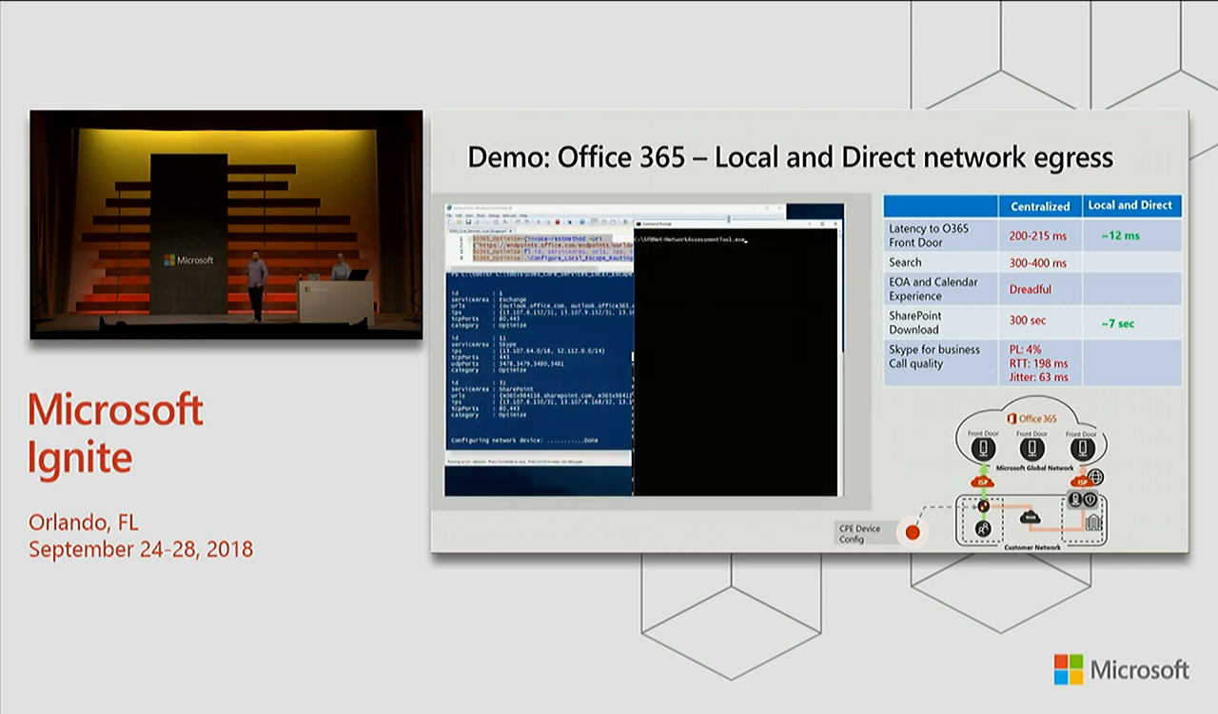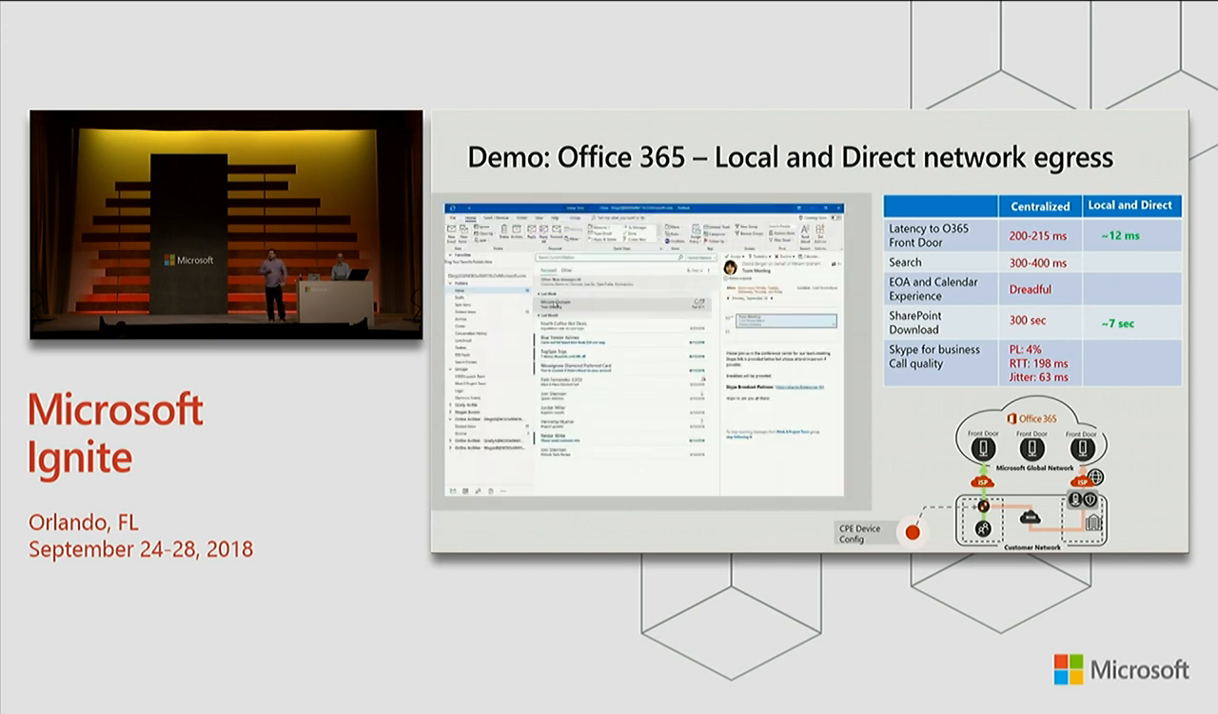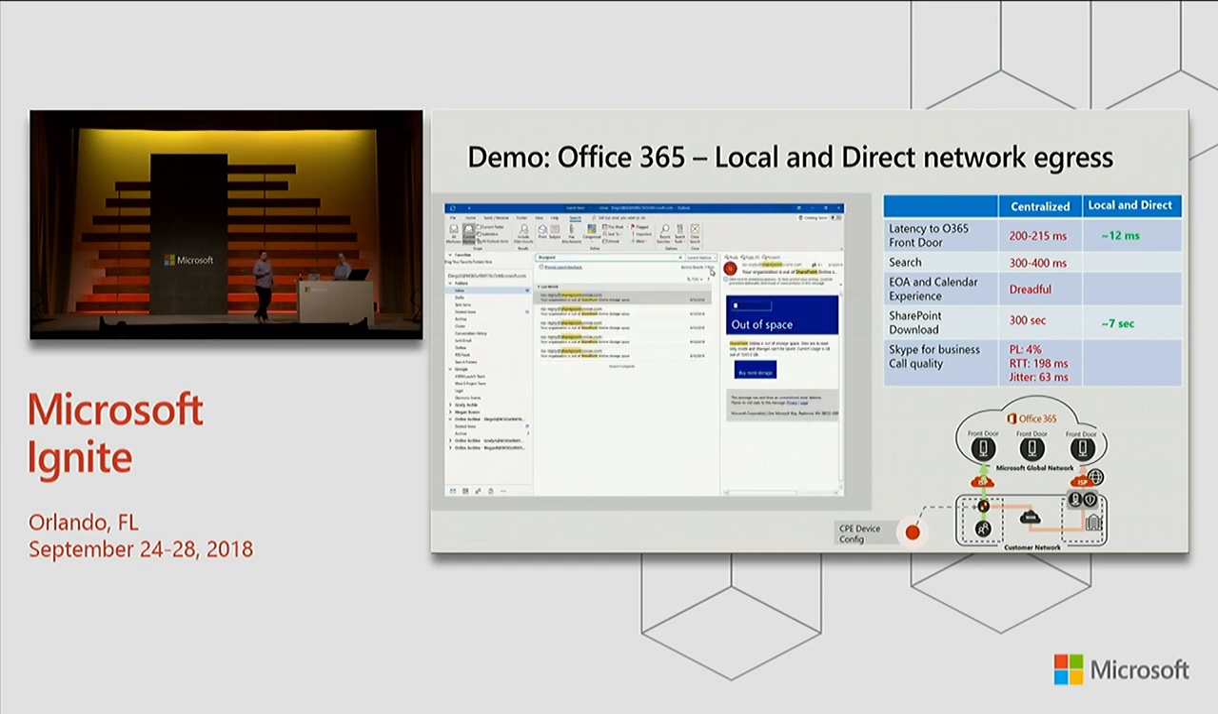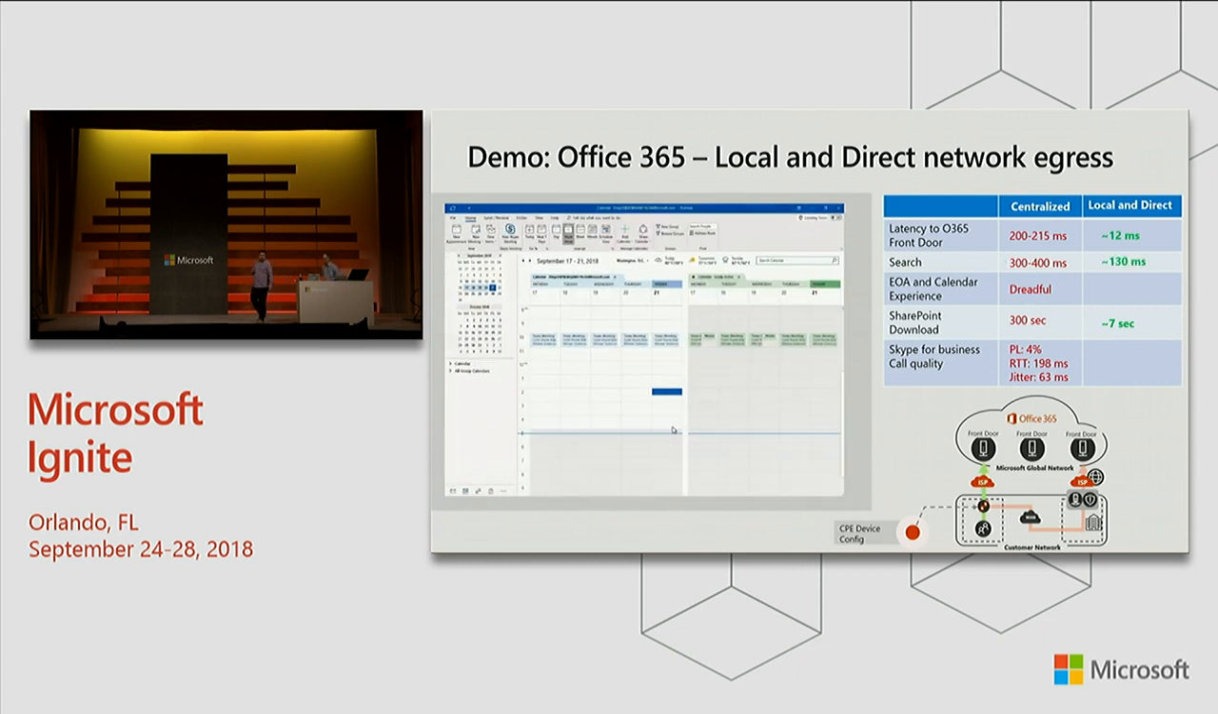Okay, now we're going to rerun that network assessment tool. And while that's running, we'll go back into Outlook and look what the behavior is like there. Literally all we've changed here is sending that core list of traffic out locally rather than sending it through to our head office. So search, you can see there, it's come down to 130 odd milliseconds. So a much better, snappier user experience.